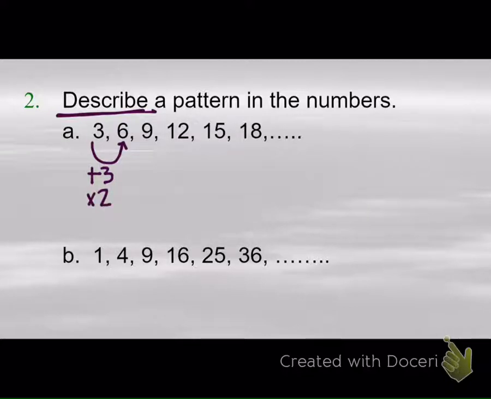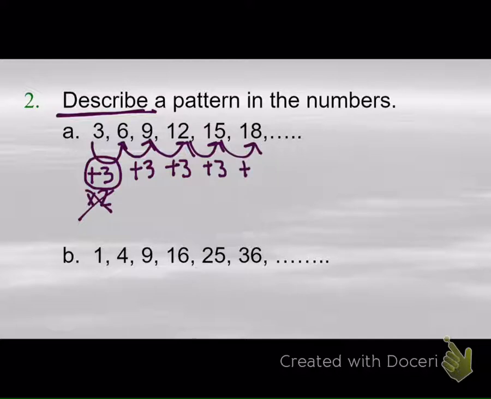Those are really our only 2 ways. How do we get from 6 to 9? Adding 3. So this works. Does multiplying by 2 work? No. So I'll cross that one out. I see add 3, add 3. How do I get from 9 to 12? Add 3. 12 to 15? Add 3. And 15 to 18? We're adding 3. So how would I describe this?